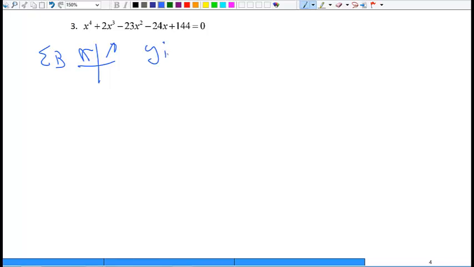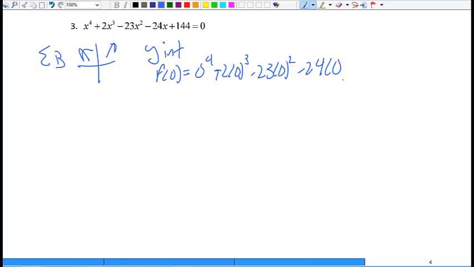The y-intercept, so f of 0, would be 0 to the fourth plus 2 times 0 cubed minus 23 times 0 squared minus 24 times 0 plus 144. All of that to basically say it's going to cross at 144. And that's okay. Don't get freaked out about the big number. That's perfectly fine. So I have a y-intercept there.